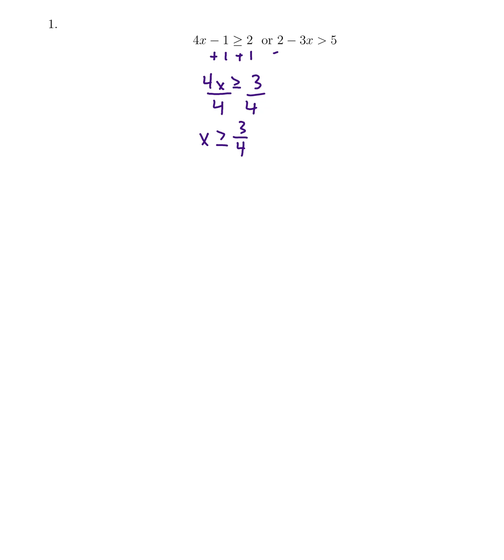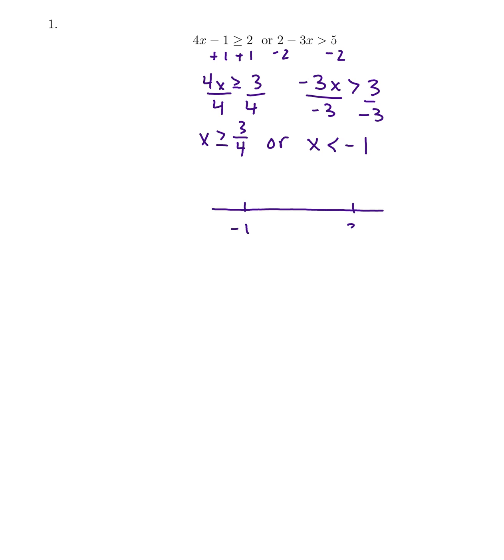For this one, we will subtract 2, giving us negative 3x is greater than 3. Here, we have to divide by negative 3. Remember that in an inequality, when you divide by a negative, you must flip the inequality. So we have x is less than negative 1. So we're looking for solutions that are greater than or equal to 3 over 4 or less than negative 1.